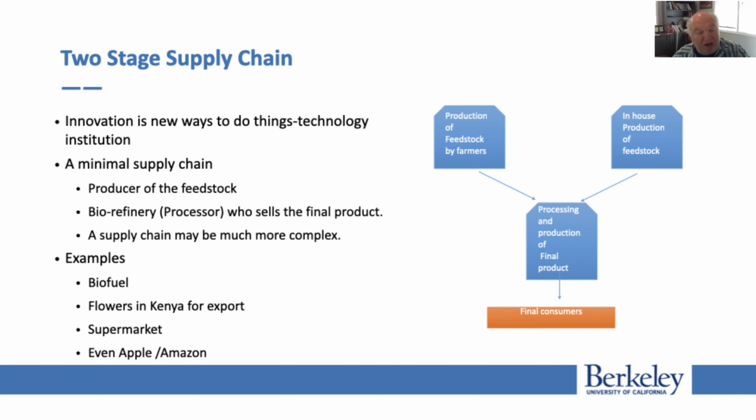So to understand the way the system works, I have a very simple two-stage supply chain. This supply chain includes two elements: input production, or what we call feedstock production, which can be done either by farmers or within a company, and processing. So you have a company that owns the supply chain. They can either buy it from others, from farmers, or produce it themselves, and then we have vertical integration. So the supply chain includes producers of feedstock, a biorefinery that refines it, and then you sell it.